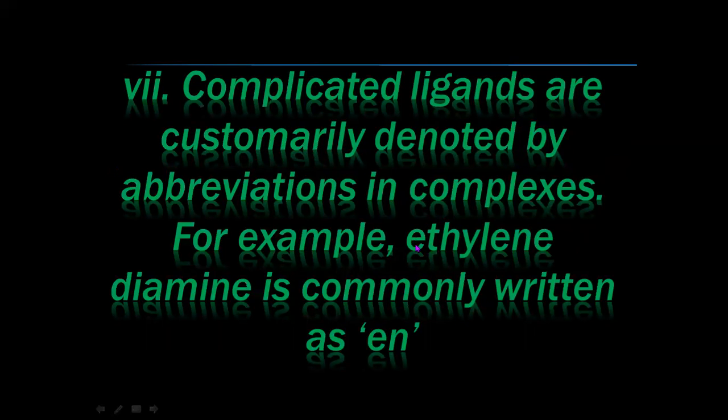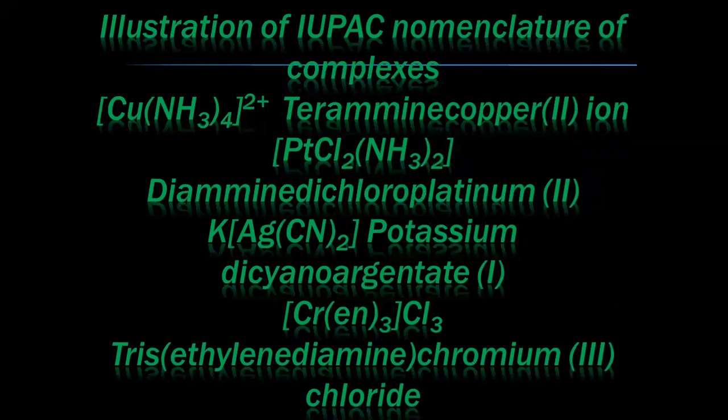Then comes one more rule called complicated ligands. Here, complicated ligands are customarily denoted by abbreviations in complexes. For example, ethylene diamine is commonly written as en. Instead of writing the whole name, we write it as en. So, in the case of complicated ligands, we can use this.